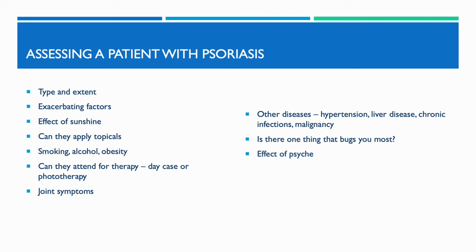So what do we do when we're assessing a patient with chronic plaque psoriasis or any other form of psoriasis? Well, first we try and make an estimate of the extent of their psoriasis and what type of psoriasis it is. Is it flexural? Is it genital? Is it nail psoriasis? Is it scalp psoriasis, etc.?